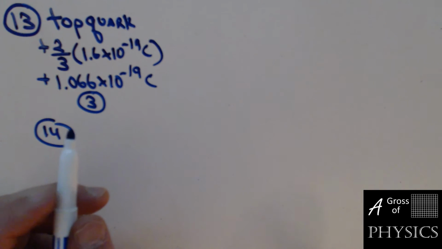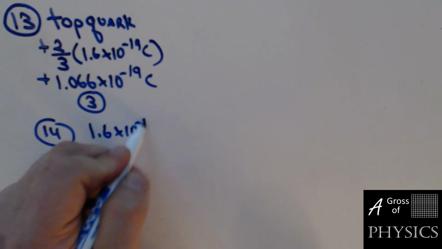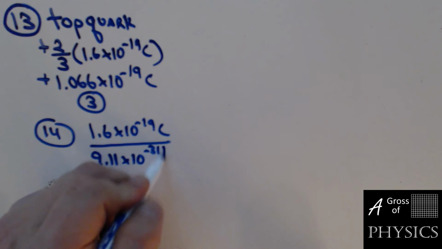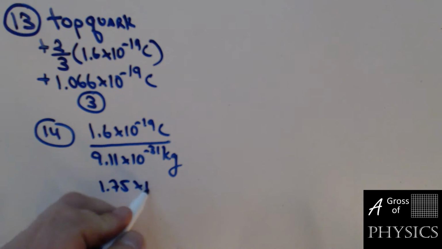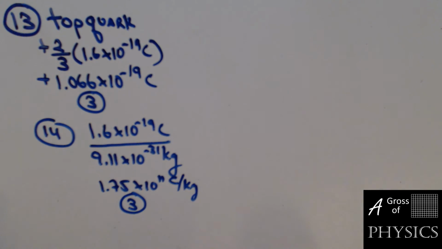Charge to mass ratio of an electron. Charge is 1.6 times 10 to the -19 coulombs. Mass is 9.11 times 10 to the -31 kilograms. They want us to just find the ratio. So 1.6 E -19 divided by 9.11 E -31, and the ratio is 1.75 times 10 to the 11 coulombs per kilogram. So that's choice 3. Almost got tricked.